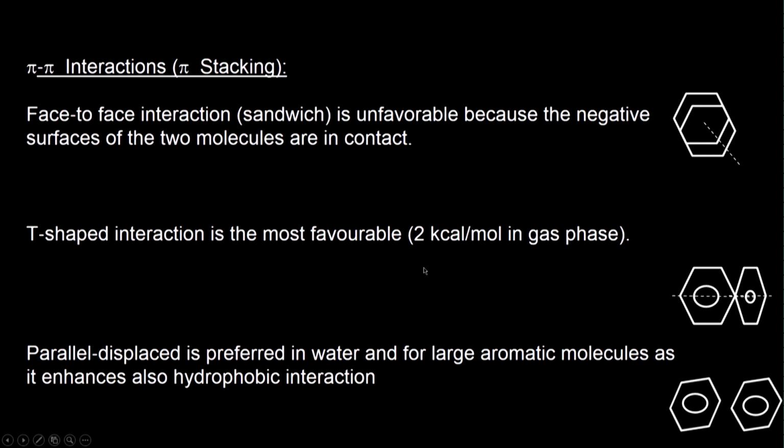T-shaped interaction is the most favorable. That means one benzene ring is flat, and another benzene ring is perpendicular like a T. The energy is 2 kcal, and of course this is the most favored.